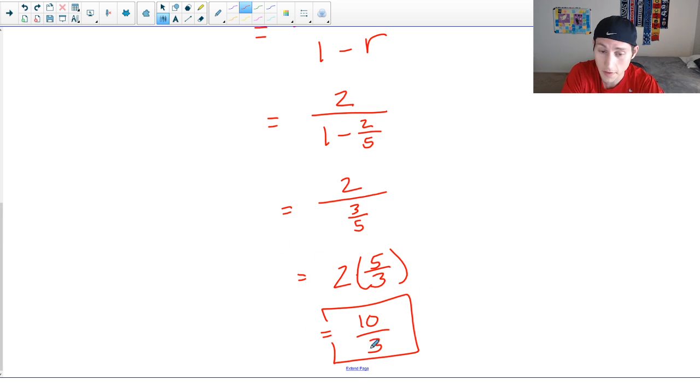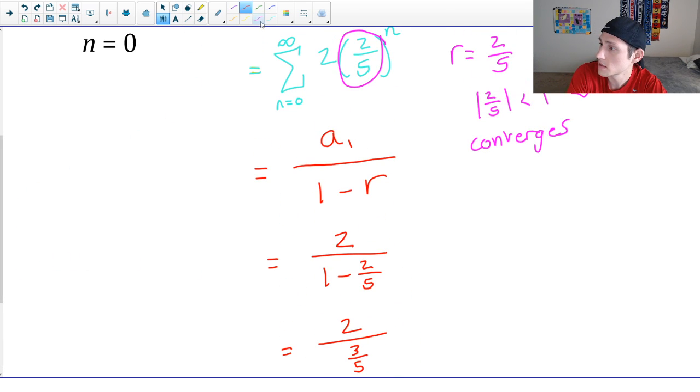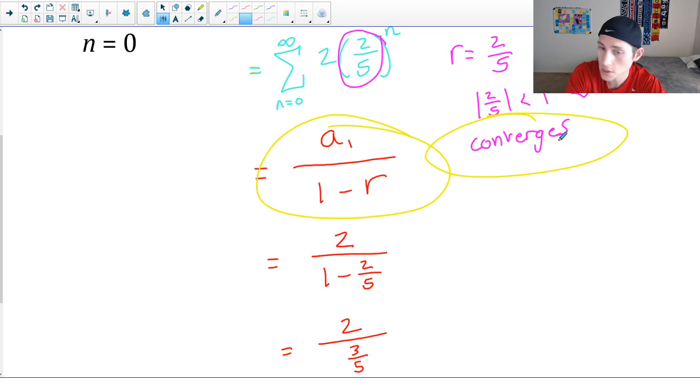So this is our infinite sum. And again, this formula only works if we can show that the geometric series converges. If the geometric series diverges, if we get a number whose absolute value is greater than 1, then we cannot use this formula. We would just say the series diverges.